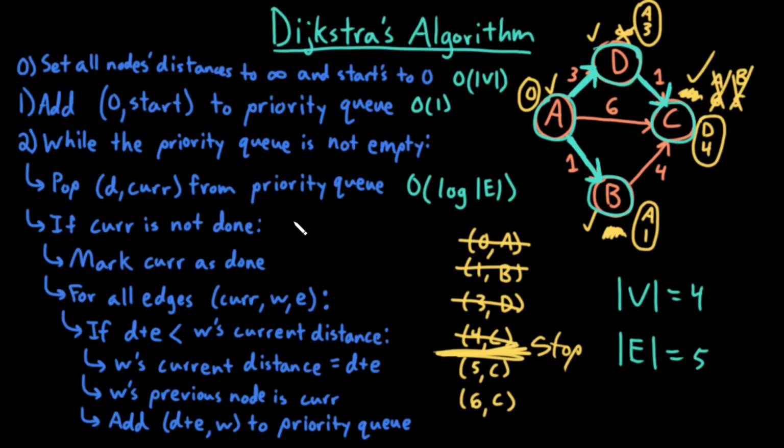If the current node is not done, this is a constant time check. I would have some Boolean that I check. Mark it as done. This is constant time. I just mark the current node as done. For all outgoing edges from this node. So this is actually kind of tricky.